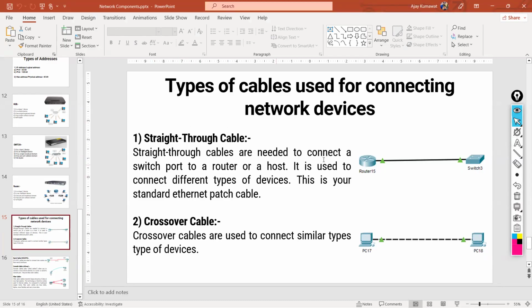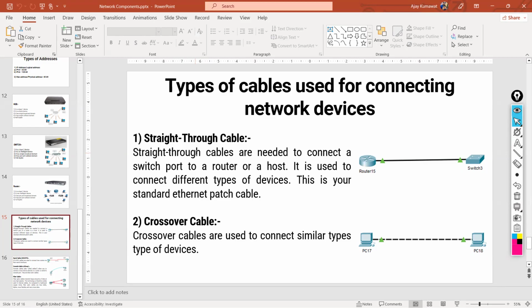So straight through cables are used to connect different types of devices. Like if I want to connect a router to a switch to a PC, then I will be using which cable? Straight through cable. And if you are connecting the same type of devices, earlier you needed what? Crossover cable. But now we do not need it. Even for the same type of device, you can use a straight through cable and it will work very fine.